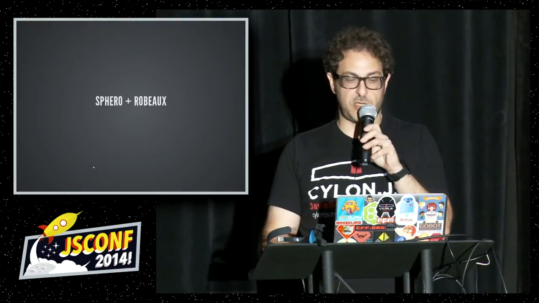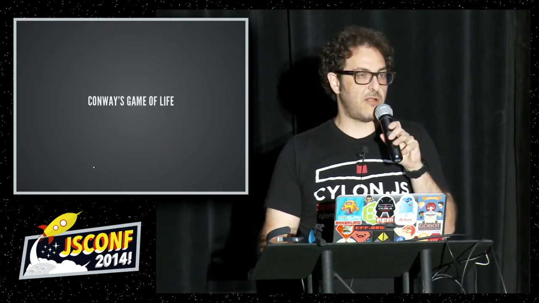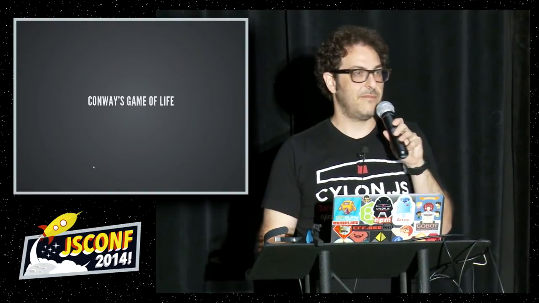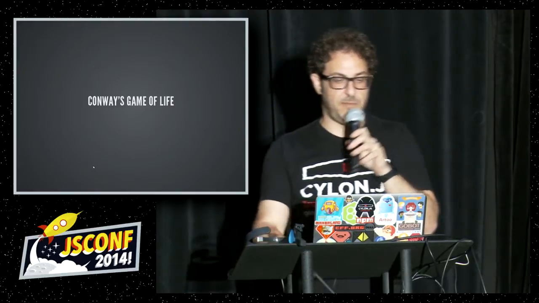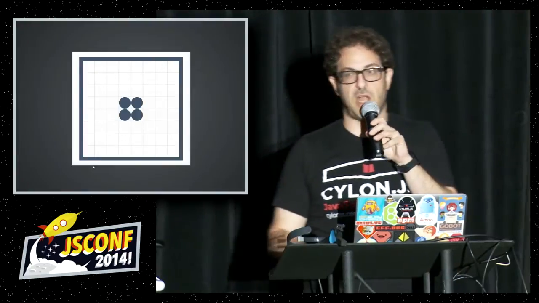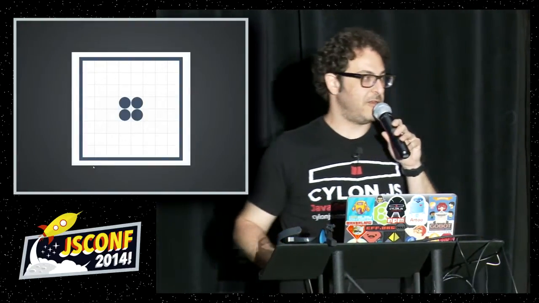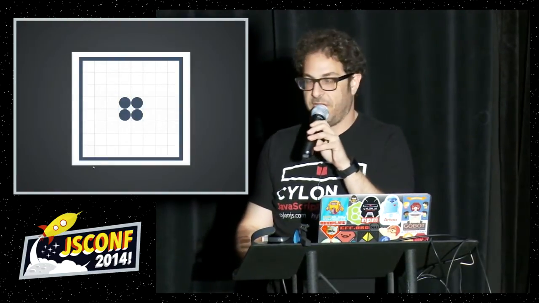Sphero plus Robo. So we're going to show something completely different now with the Sphero. Who here knows Conway's Game of Life? All right, so only a few mathemagical people. So a brief description. So there was this guy named John Conway. Not John Connor, that's a fictional character. John Conway, a man completely obsessed with mathemagic.